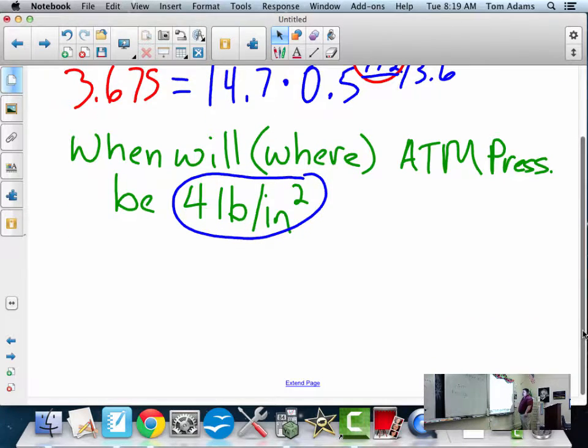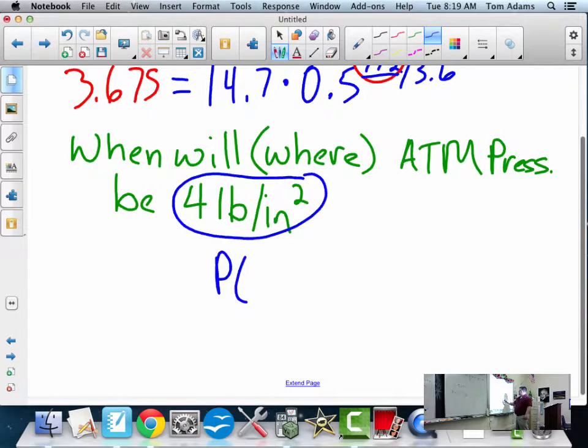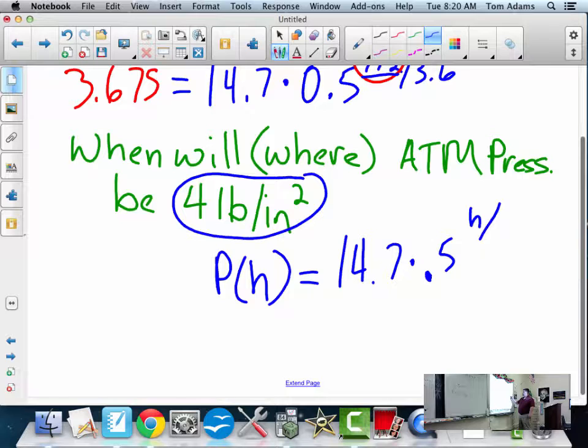All right, so now what we're going to do is our model then would be that the atmospheric pressure, P of T, or in this case P of H because we're talking about the height, is equal to 14.7 times 0.5 raised to the H over 3.6. And what we want is to figure out when this will equal our P of H. When will this equal 4? So essentially we're going to solve this way.